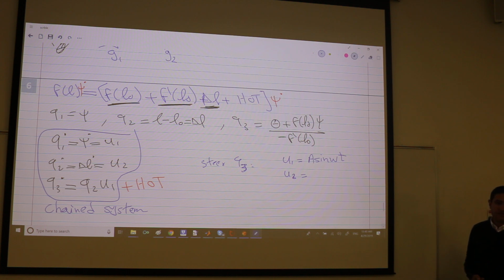Yeah, this is the first order lead bracket, the easiest thing. What is U2 to steer? Just B cosine omega t. Yeah, B cosine omega t. Very good. Okay.